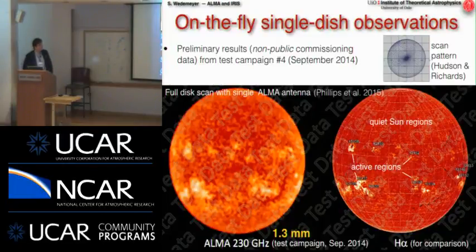And here's the result of an observation that was done with a single ALMA antenna, a 12-meter antenna. And this antenna scanned the whole solar disk in this pattern that is shown in the top right, where Hugh Hudson and Richard Hills worked on. And that enables you to scan the whole disk in just a few minutes. And you see in the left side the result at 1.3 millimeters, and right for comparison in H-alpha full disk map. And you already see here that you can identify active regions, for example, there. So that's a very exciting first result from that.